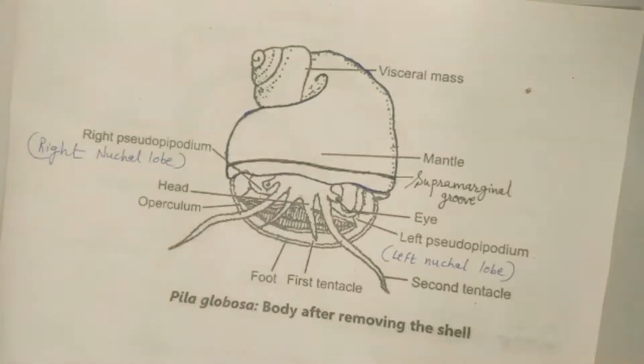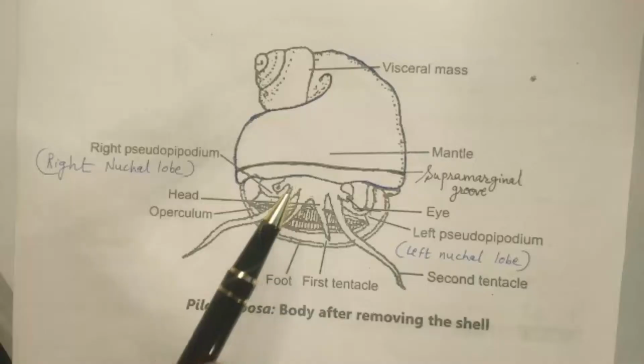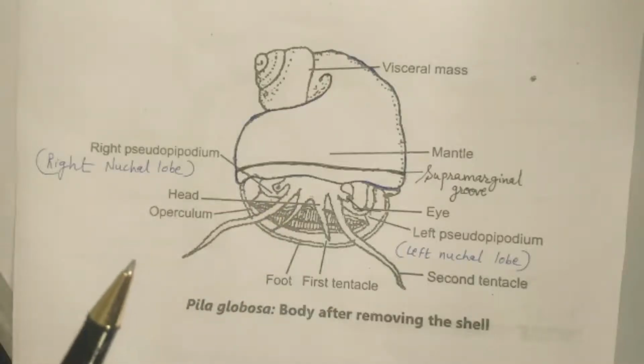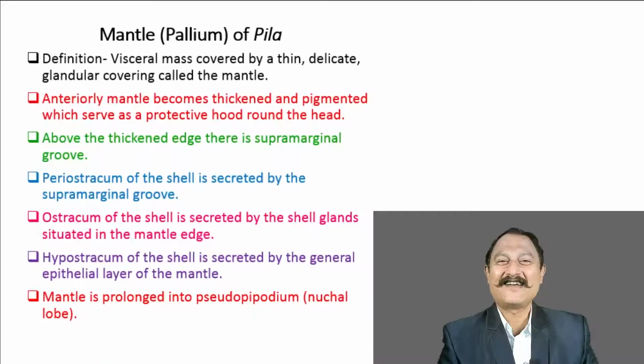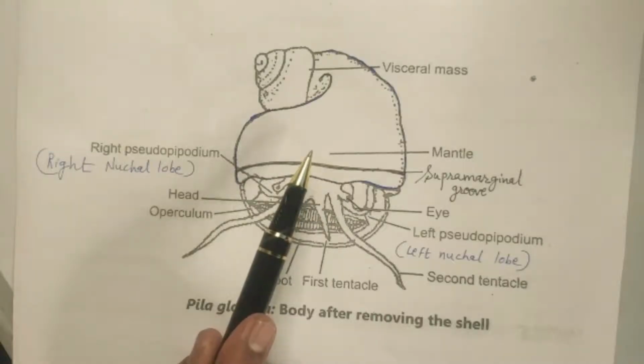Why? What is the difference between the mantle and skin? There is a difference. This mantle secretes the calcareous shell, means a shell of calcium carbonate, which protects the body, but skin cannot secrete the calcareous shell. This is the difference between the mantle and skin, but we can also call it the skin of the Pila.